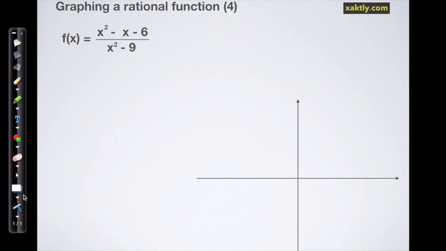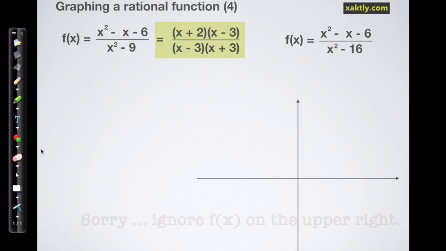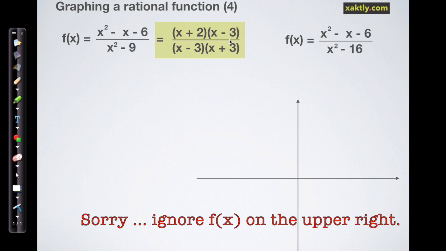Here's our fourth example of sketching the graph of a rational function. This one is x squared minus x minus 6 all over x squared minus 9. As we've done before, it's useful to try to factor the numerator and denominator if we can, and this one factors nicely. It's (x plus 2)(x minus 3) over (x minus 3)(x plus 3).